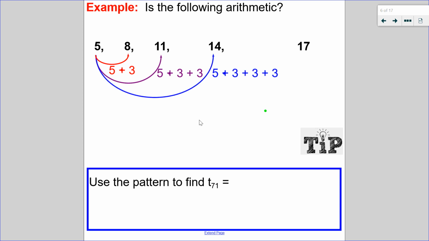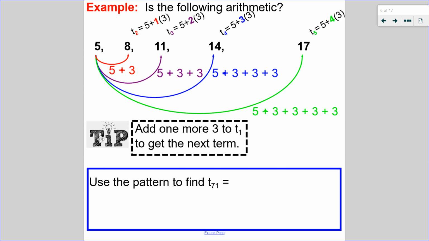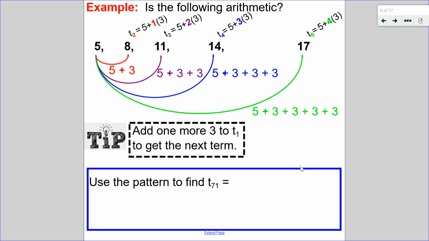We always compare everything in a sequence to our first term. So starting at 5, I can add 3, add 3, add 3, and add one more 3 to get to 17. What's happening is I'm adding an extra 3 every single time. I'm adding one more 3 to the first term to get the next term. This is my first term. My second term is starting with my first term, adding 1 three. Then starting with my first term, I'm adding 2 threes, 3 threes, and 4 threes.